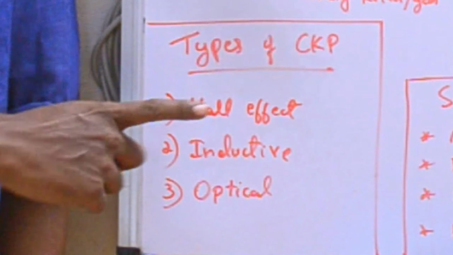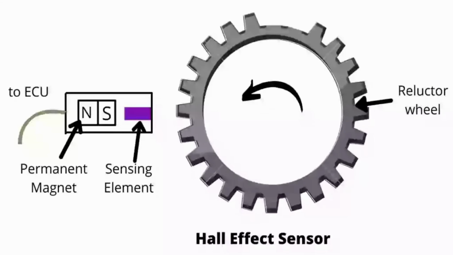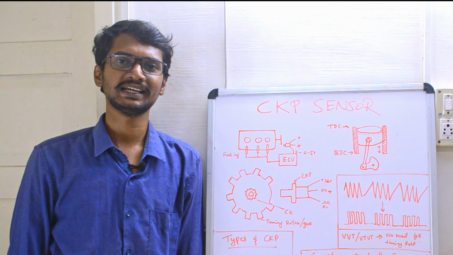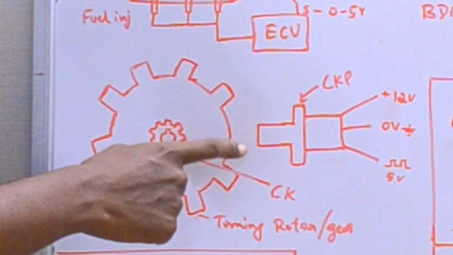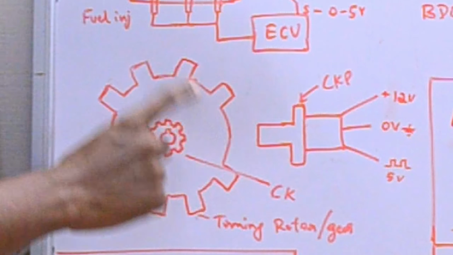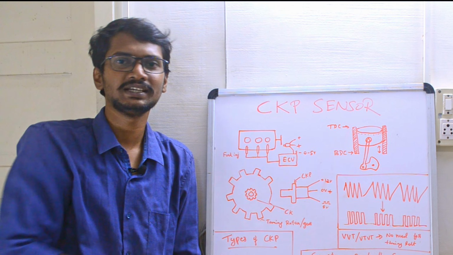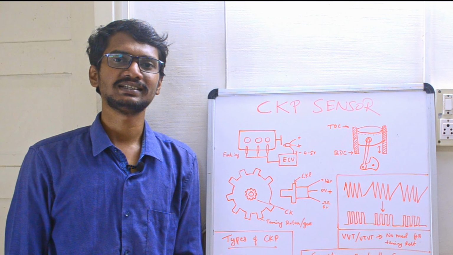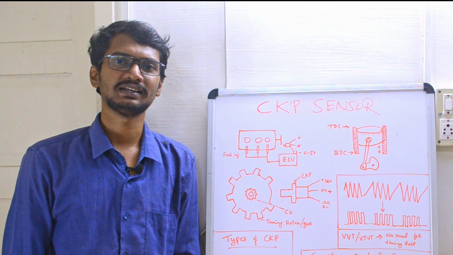The first one is the Hall effect type. This sensor internally contains a magnet and a Hall effect element, which produces a voltage when it detects a changing magnetic field. That is, whenever a tooth comes in front of a Hall effect type sensor, a voltage is generated. That voltage will be converted to PWM using ADCs. This sensor needs an external power, usually 12 volts and ground. Another wire is the signal output.